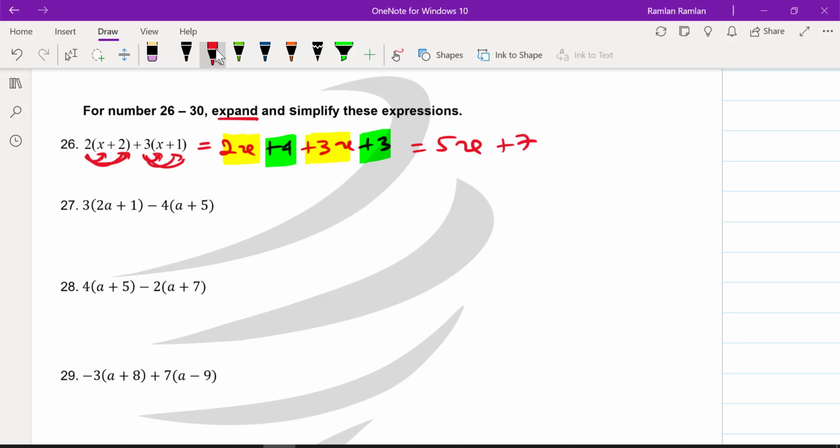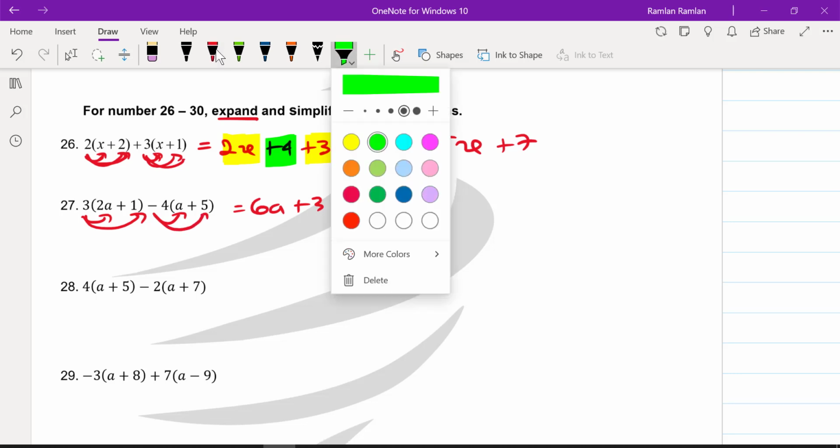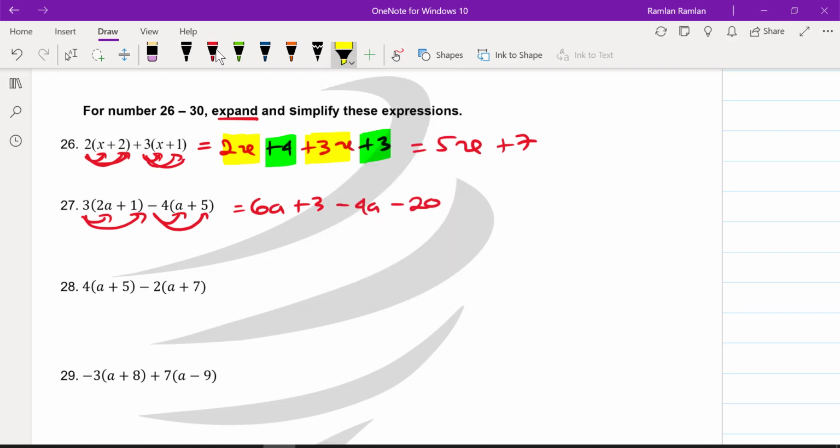So in here, the same thing again, so 3 times 2a, this is 6a, and then 3 times 1, that'll be plus 3, and then be careful with negative, okay guys? So this is negative 4 times a, that gives negative 4a, and then negative 4 times 5, there'll be negative 20. Okay, be careful with the negative sign. And then we can simplify this expression. This is 6a and negative 4a. Those two are like terms, so 6a minus 4a is 2a, and then for the other one, which is this one here and this one, they're also like terms, and they'll be minus 17.